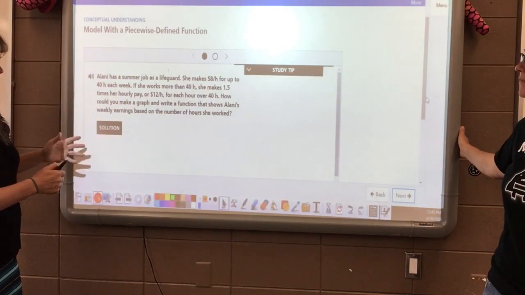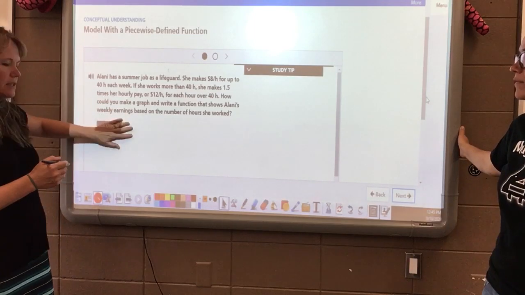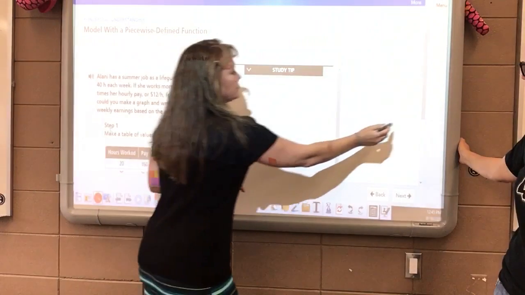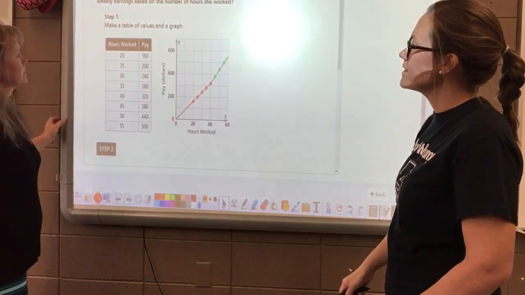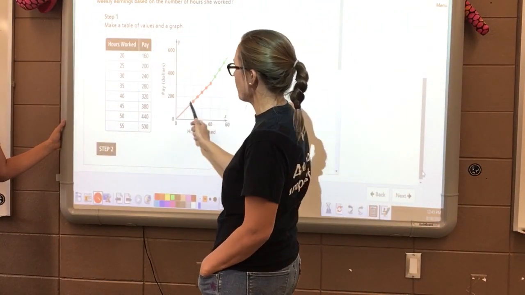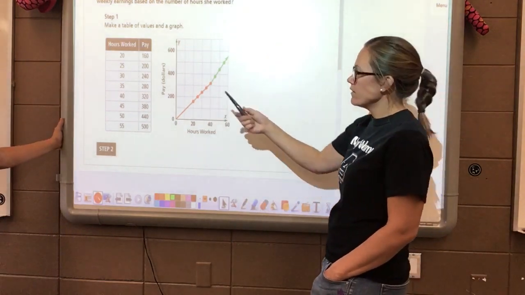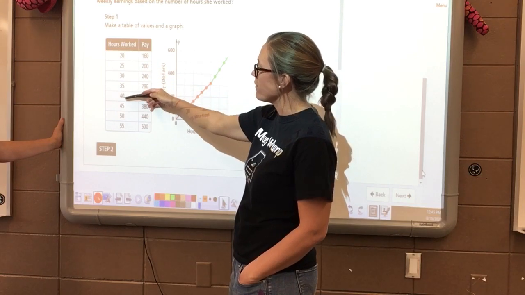How could you make a graph and write a function? So again, I just did it, but kind of thinking, before you hit solution, thinking through it, making a prediction. Just as Mrs. Conway said, we can kind of see, and they selected 20 first to give them a point down here. Each one of these has a value. Their table just chose to start at 20, go to 25, 30, 35, and 40.